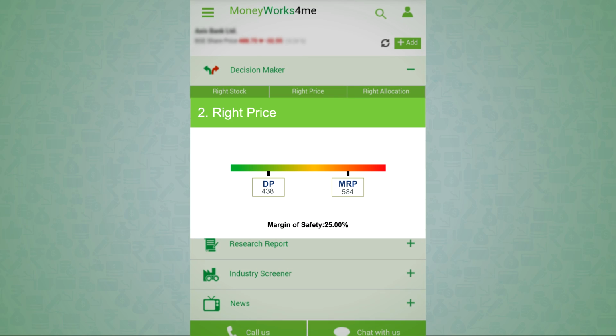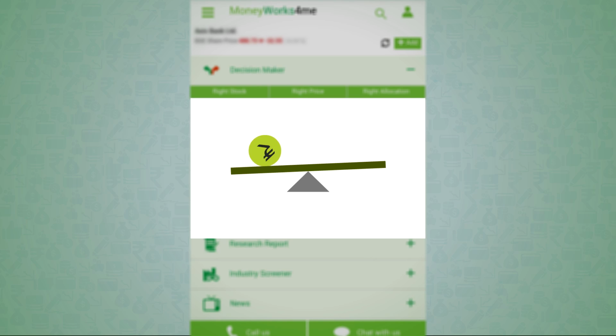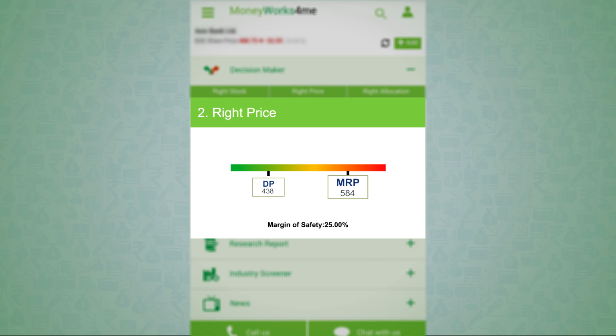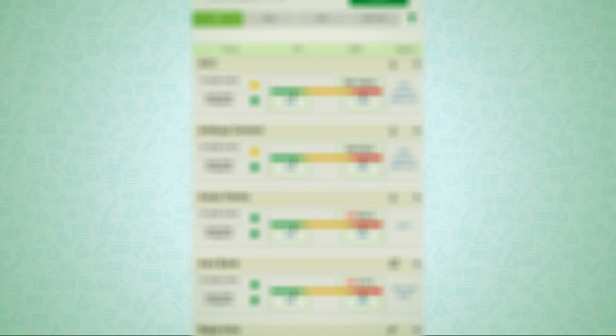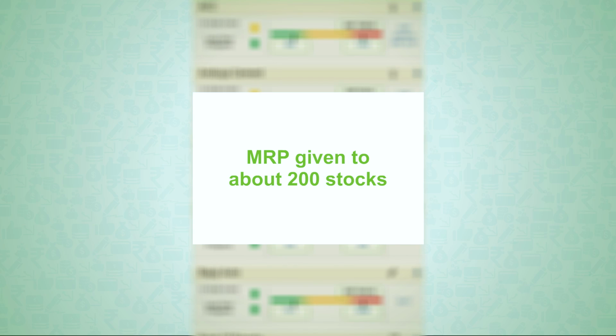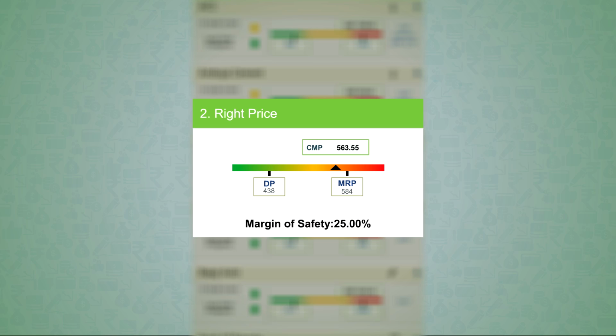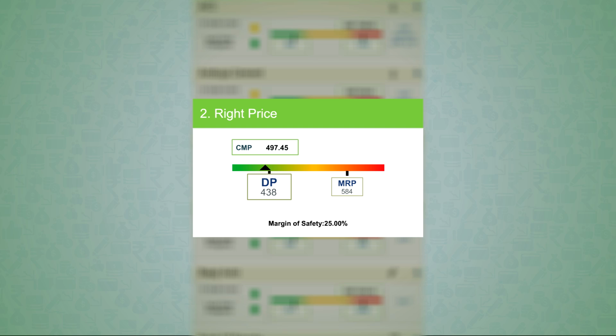What is the right price? To answer what is the right price to buy and sell a stock, you need to know its real worth or the price at which the stock is fully valued. We call this the MRP of the stock. After extensive research and analysis, we have given the MRP to about 200 stocks. We also apply a margin of safety, which takes us to its discount price, or DP.